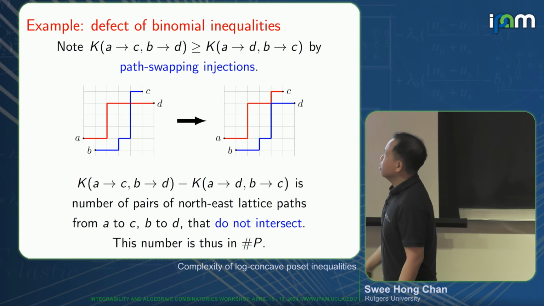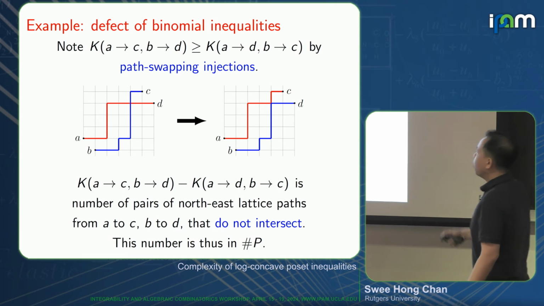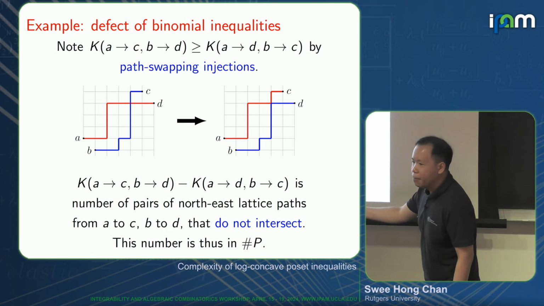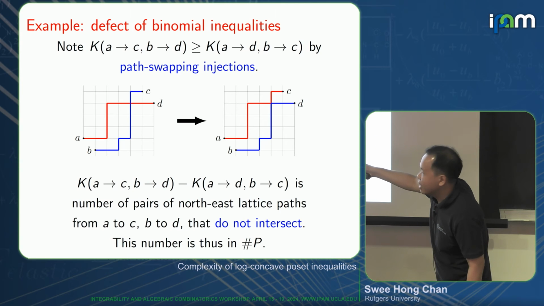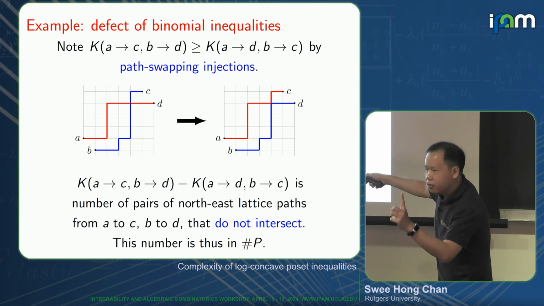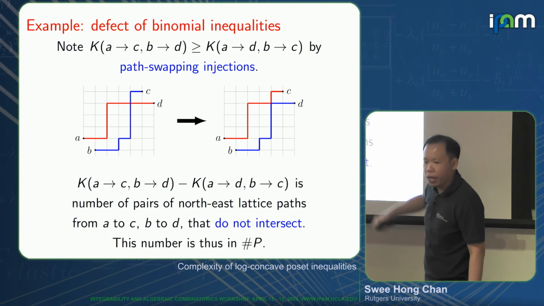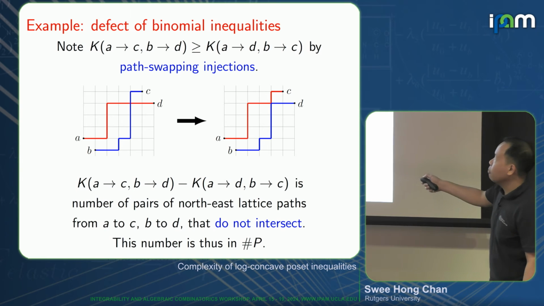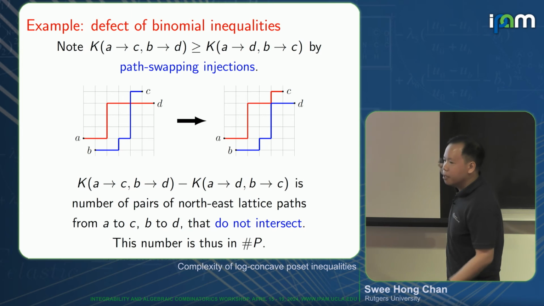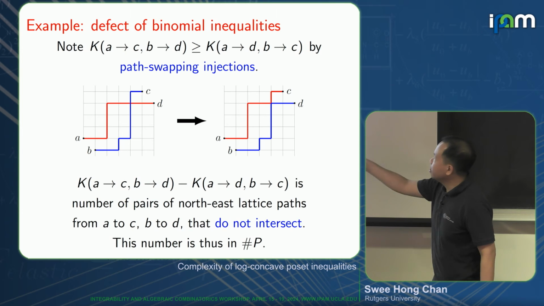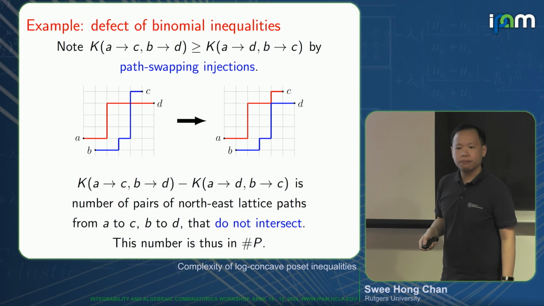In fact, not only that, this interpretation actually gives a combinatorial proof of the inequality. The way to see it is that because of the position of A, B, C, D that we choose, the paths counted by the right-hand side will always intersect at some point. Then take the first intersection and swap the color. Red becomes blue, blue becomes red. Then you will get a path pair that's counted by k_ACBD, and it follows that this mapping is an injection, so this gives you an injective proof of this inequality.